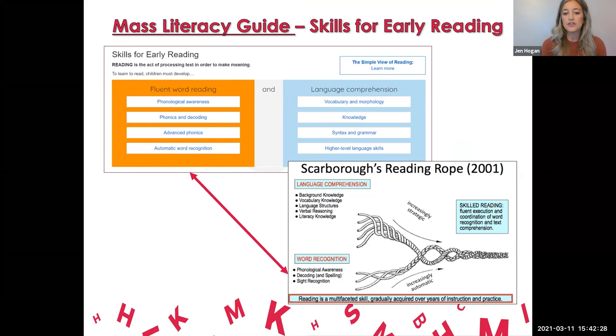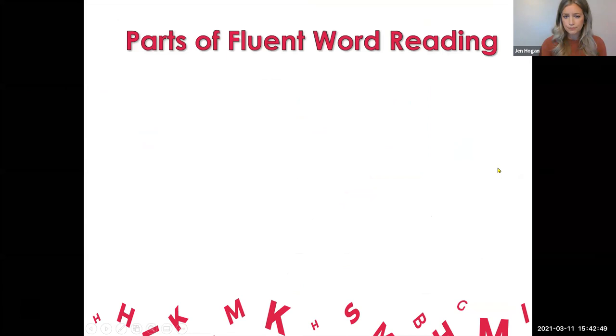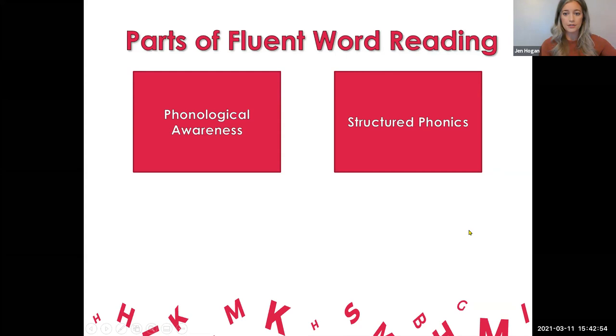And just to bring your attention, if you're familiar with Scarborough's reading rope, this graphic is a really nice visual representation of how those strands intertwine to build proficient readers. We're going to focus today on three buckets: phonological awareness, phonics and decoding, and automatic word recognition. And really how those first two, phonological awareness and building a structured phonics routine, funnel themselves into automatic word recognition, which is really the goal.